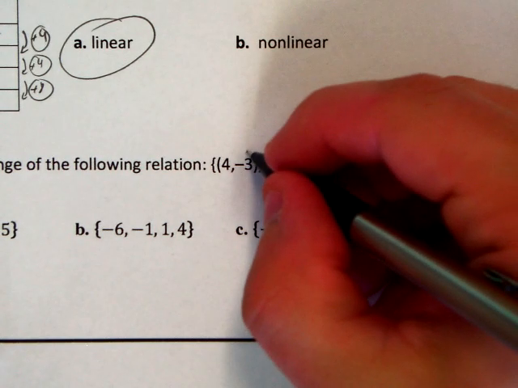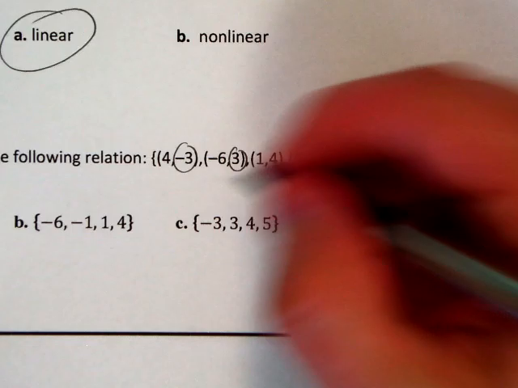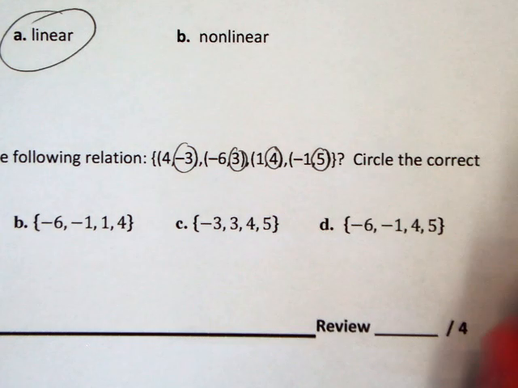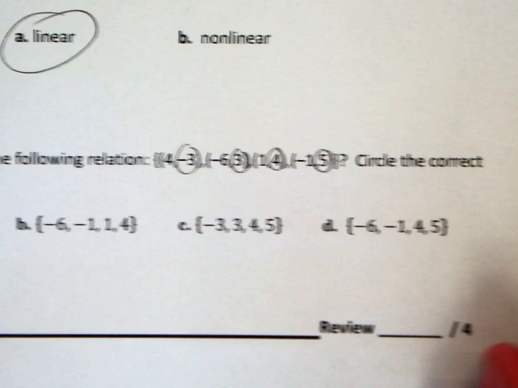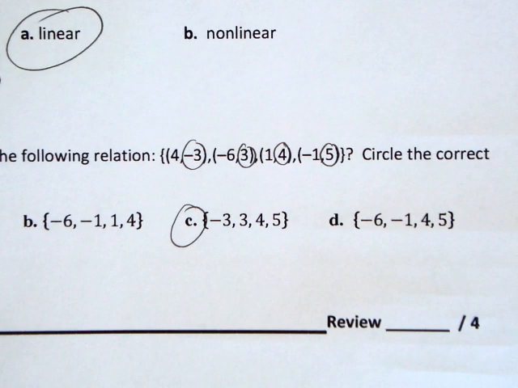And number 16, the range. I'm only looking at the y value, so that'd be negative 3, positive 3, 4, and 5. In fact, those are already written in order from least to greatest. So letter C.